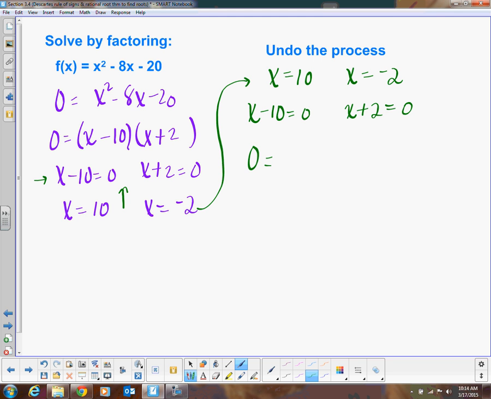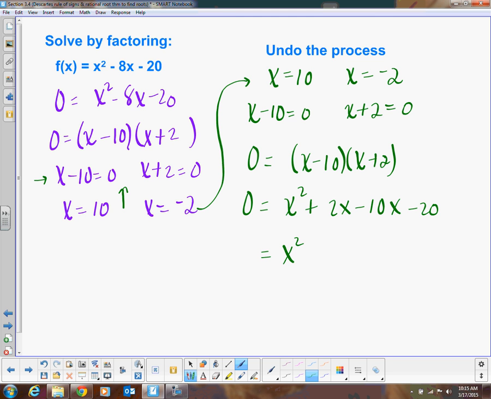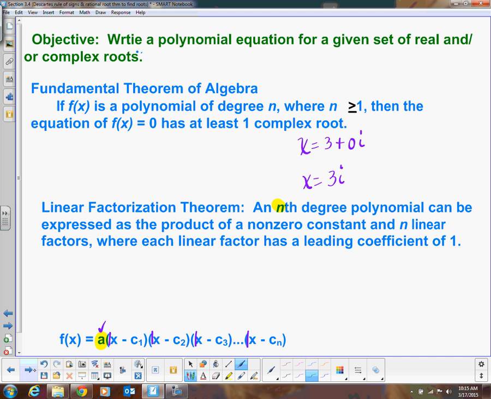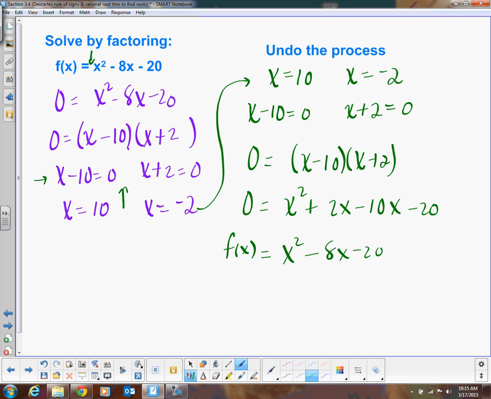So now we're going to say 0 equals x minus 10 times x plus 2. Now what do we do? FOIL. 0 equals x squared plus 2x minus 10x minus 20, right? Or x squared minus 8x minus 20. Is that my function? Now, notice the coefficient of x squared was what? 1, right? Okay, so we didn't play with that a, did we? But we will be playing with that a.